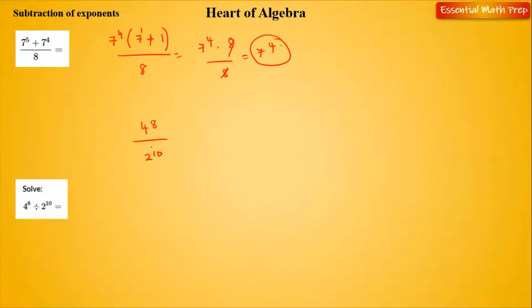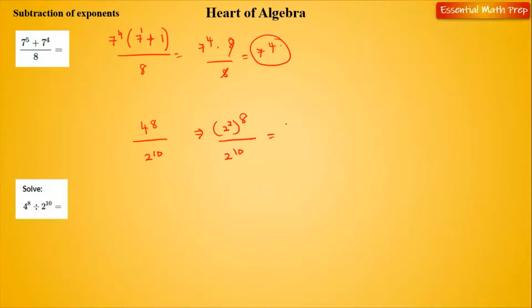Okay, we have 4 power 8 over 2 power 10. We can't really divide at this point. I mean, we can if you use a calculator, but if you want to do it the way we're learning, then we need to convert 4 somehow into an expression where it will allow you to have common bases. 4 can be written as 2 squared, which again is raised to the power 8, over 2 power 10.